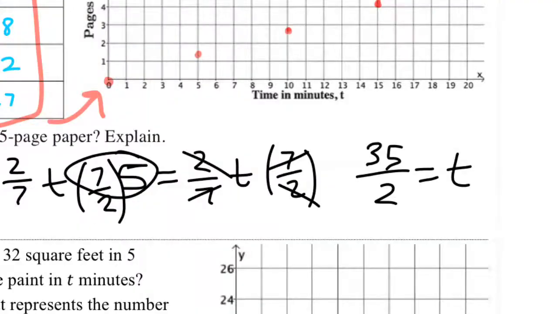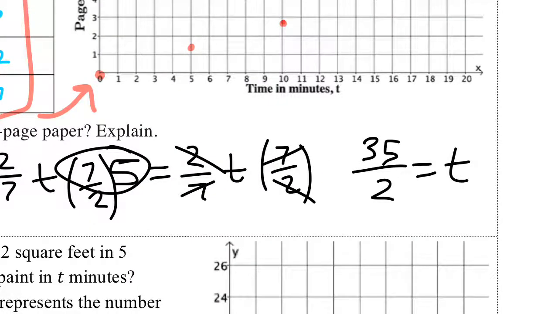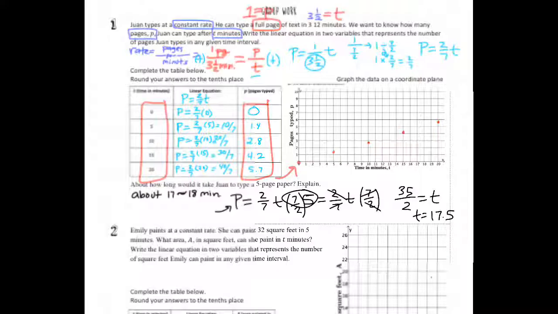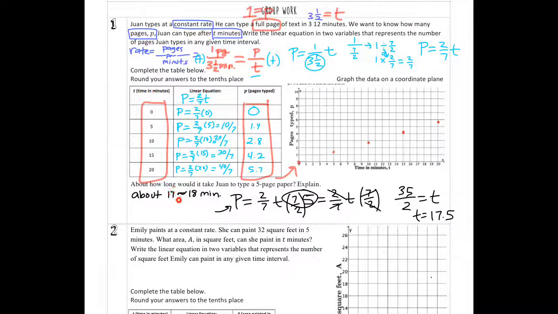And if you take 35 and you divide it by 2, what do you get? You get 17 and a half. So my guesstimate was pretty good, right? I said it was between 17 and 18 minutes, and the actual time it takes is 17 and a half minutes. Okay, hopefully this was helpful to you.